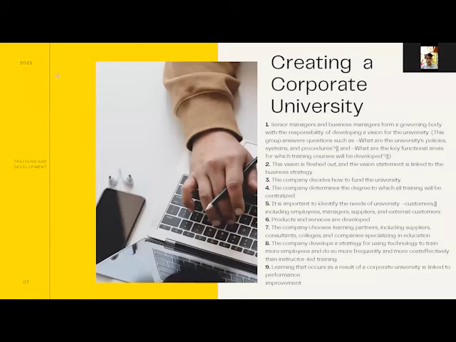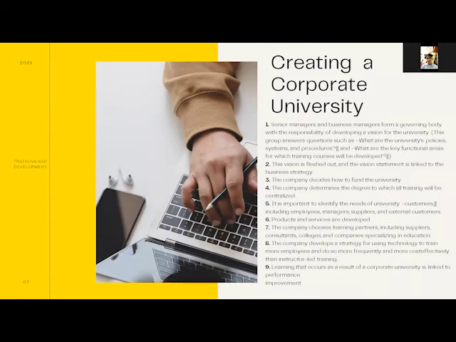So here are the steps for us to create a corporate university, and you can read them out loud. Number 1, senior managers and business managers form a governing body with the responsibility of developing a vision for the university. Number 2, this vision is fleshed out, and the vision statement is linked to the business strategy. Number 3, the company decides how to fund the university. Number 4, the company determines the degree to which all training will be centralized. Number 5, it is important to identify the needs of the university's customers, including employees, managers, suppliers, and external customers.